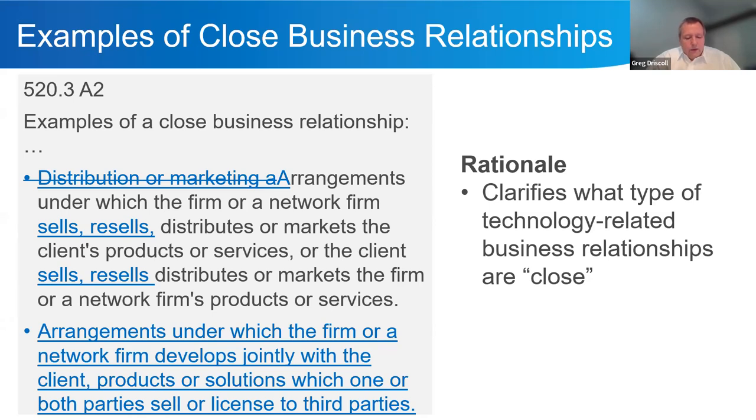The first being distribution and marketing, this now being development of a technology solution. So the new example of a close business relationship is arrangements under which the firm or a network firm develops jointly with the client products or solutions which one or both parties sell or license to third parties. And again, as technology products come more to the fore for firms, we find this situation is occurring more and more often, so it is worthy of including as an example of a close business relationship in section 520.